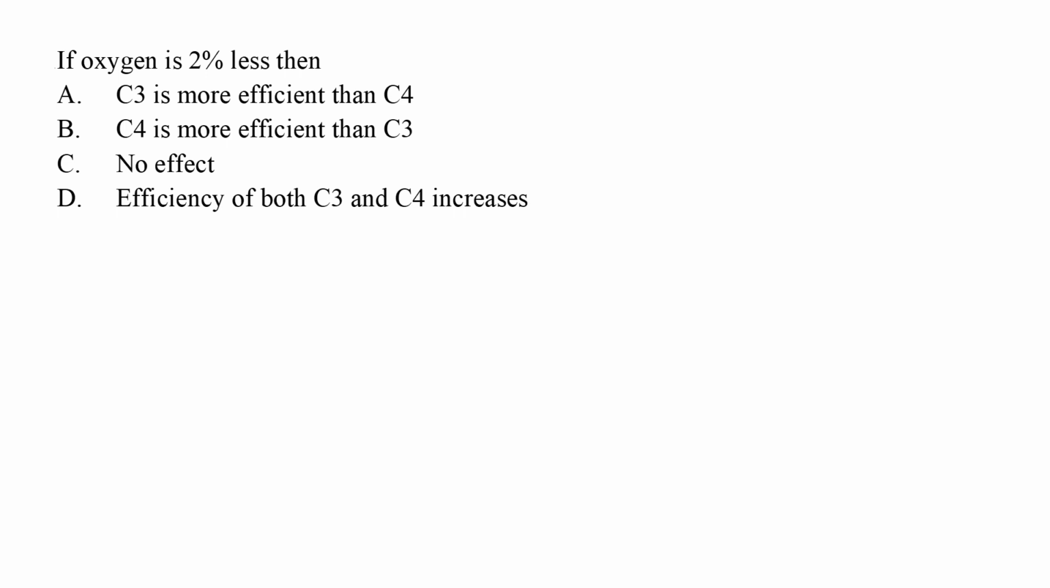So, C4 plants have a better CO2 use efficiency since there is no photorespiration. Thus, C4 plants will be more efficient than C3. However, the efficiency of both C3 and C4 will increase as rubisco functions as carboxylase.